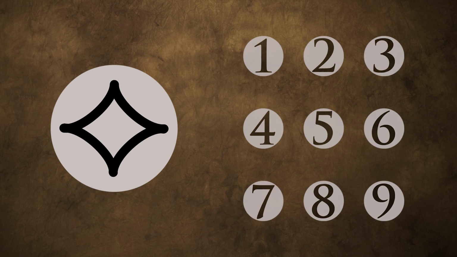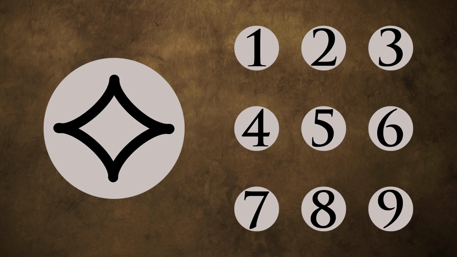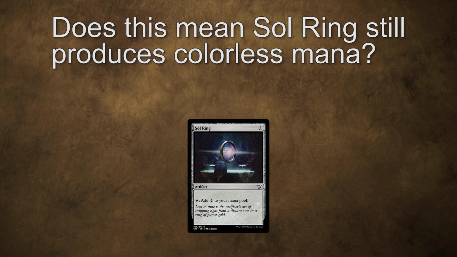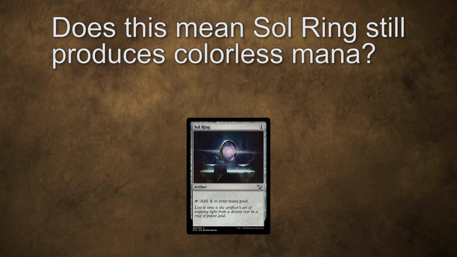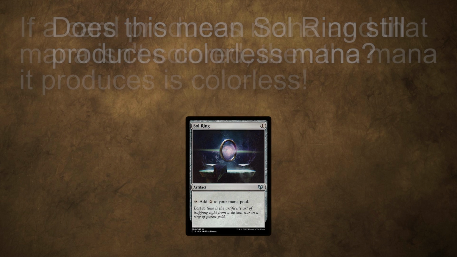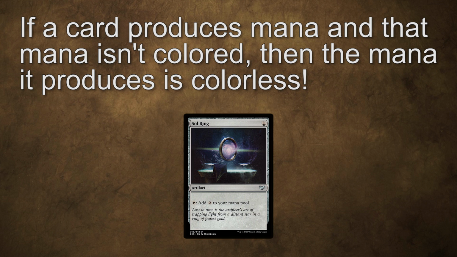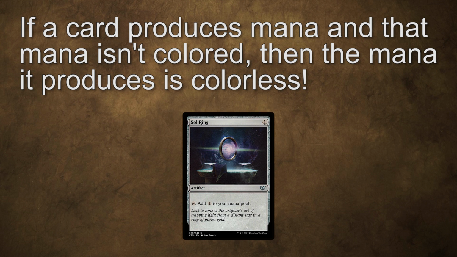Now, colorless mana is colorless mana. Generic costs are generic costs, and each have their own distinct symbol. The only confusion I frequently encounter now with players is in regards to older cards that haven't received a recent printing with the new symbol. Just remember that if something produces mana and that mana doesn't have a color, then the mana is colorless.